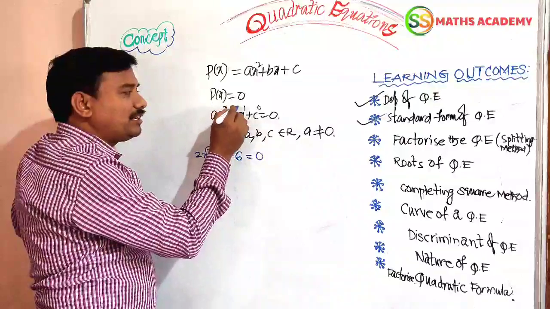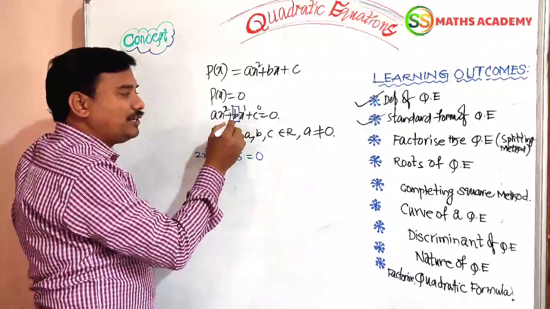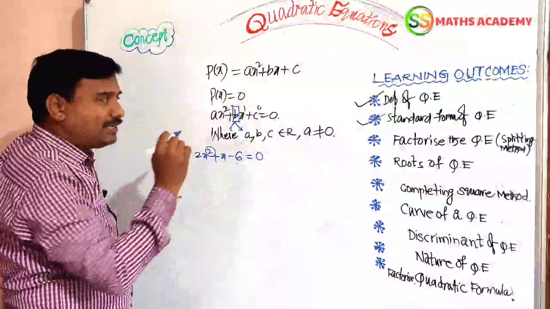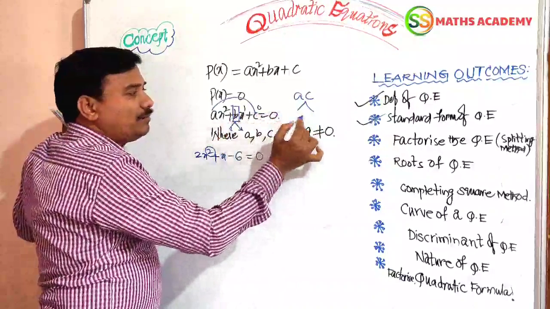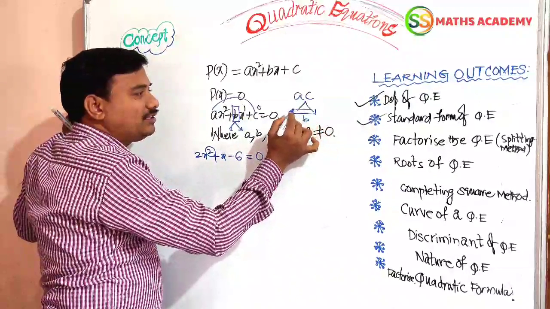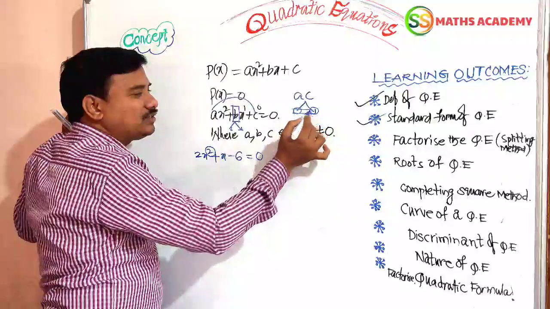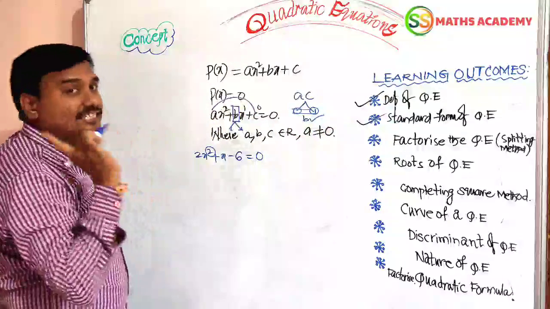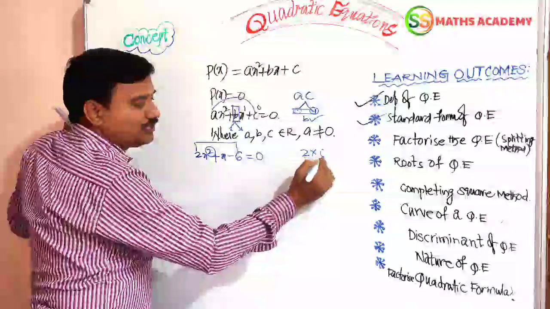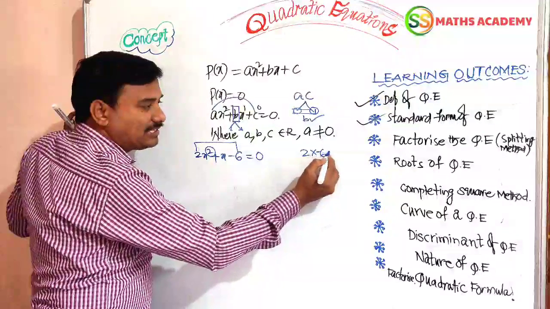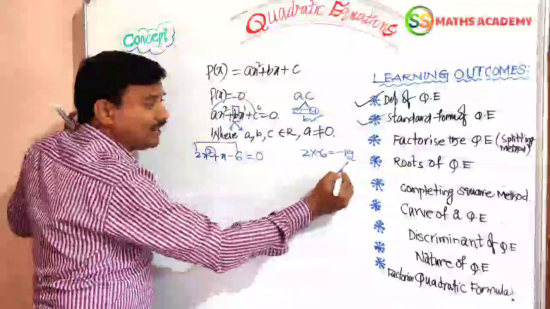Yes, that splitting method, the b term can be split into two terms, right? The product of a and c should be satisfied by these two roots, and their sum should equal b. That is the condition. Here, 2 into 6, what is the sign? It is minus 6, so that is nothing but minus 12.